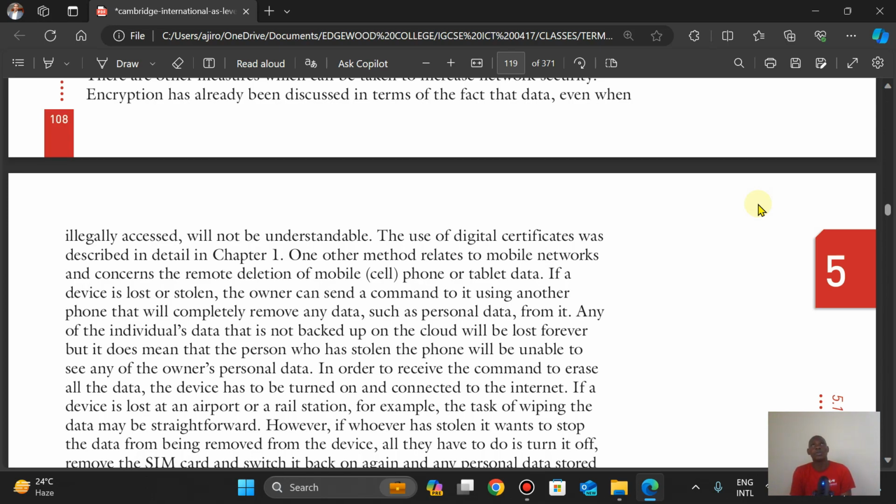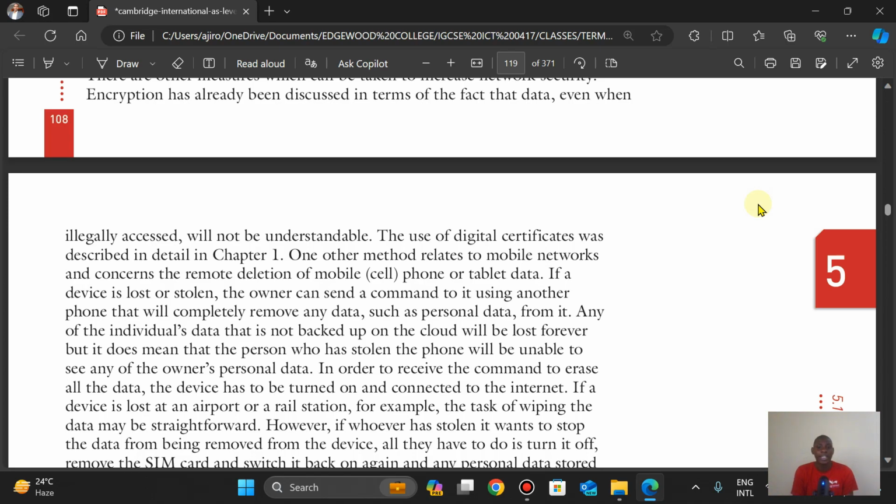You can go for the 50 gig, which is actually small, so I would prefer the 200 gig or the 2 terabytes monthly, so that you can back up your details in the cloud. So it's very, very important. Any of the individual data that is not backed up with the cloud will be lost forever.